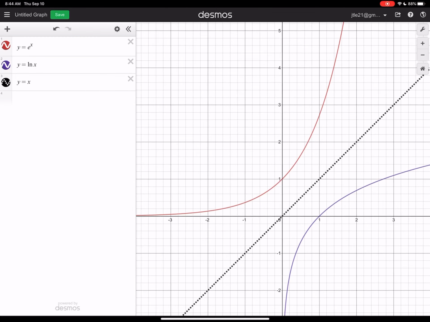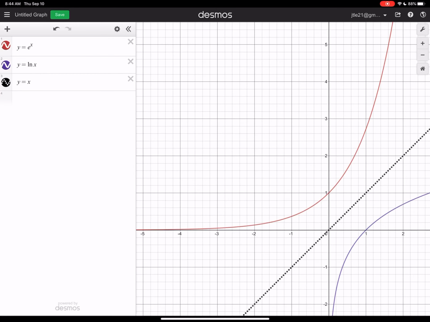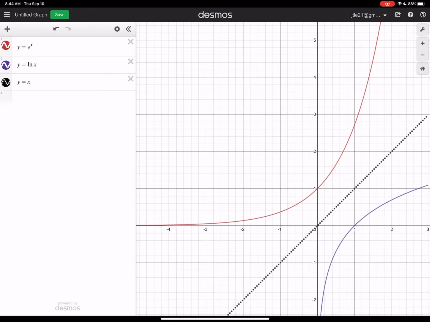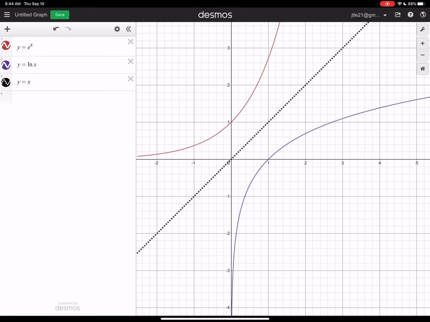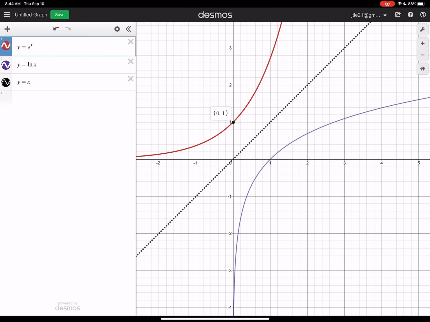So that means every single point on this red graph, the infinite amount of points that we have on this red graph, all the x's and the y's are switching. And if you switch all of those points and you plot them, you will get the natural log function. But the easiest thing to do is just think about that point. If I switch 0, 1, I would get 1, 0, right? Which is this exact point right there. Okay?